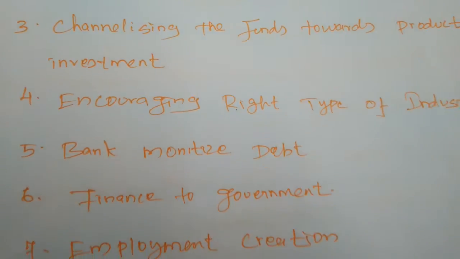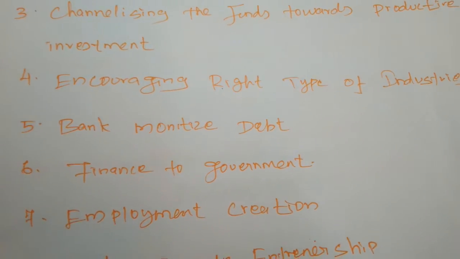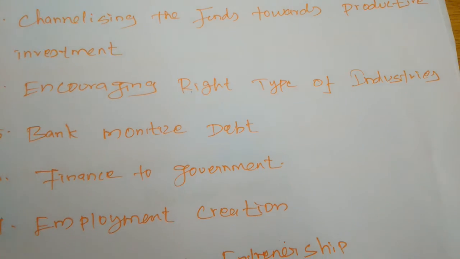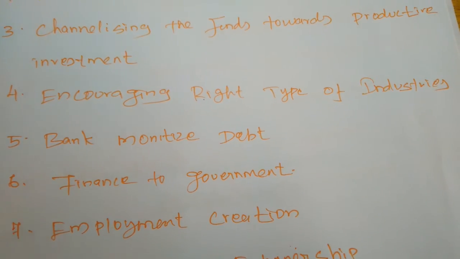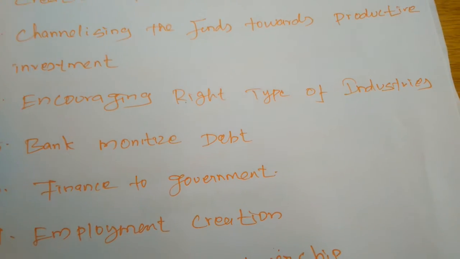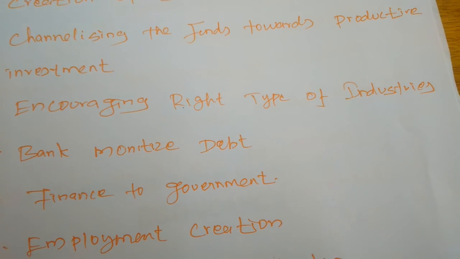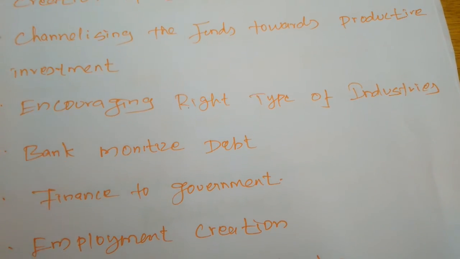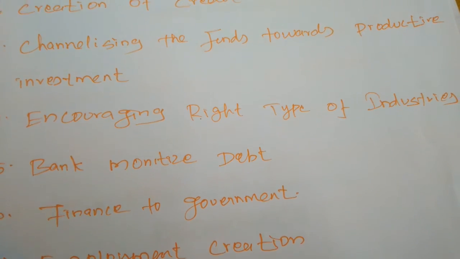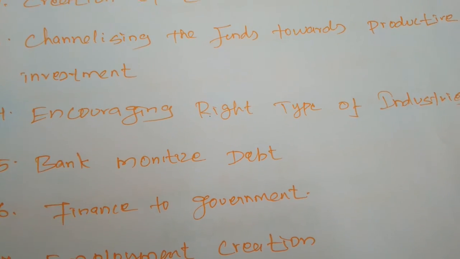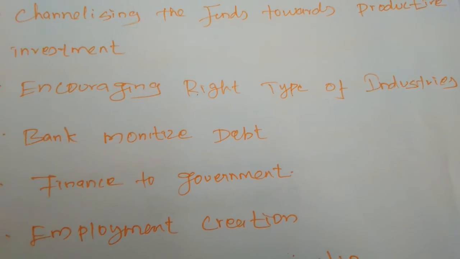Next, encouraging the right type of industries. The commercial banks also encourage the right type of industries. Right type of industries means industries producing more demanded commodities. If other industries are producing non-required commodities, the funds to those industries will be reduced, and it will increase the right type of industries.